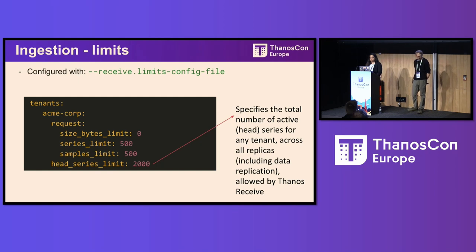There's also a limit that you can set based on the number of active series across all the replicas, and this is on the tenant level. Through the receive hash ring, you can also route the metrics coming from a specific tenant to a specific set of receivers. This helps ensure that, say, you have a critical tenant and you don't want to lose metrics on it, you can route it to a specific set of receivers.